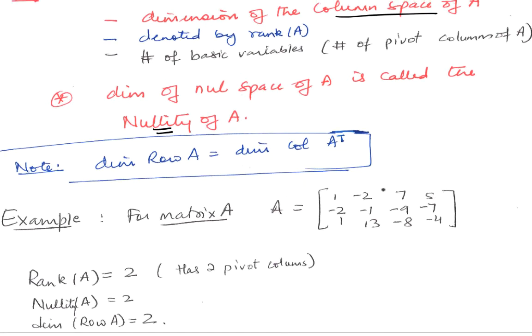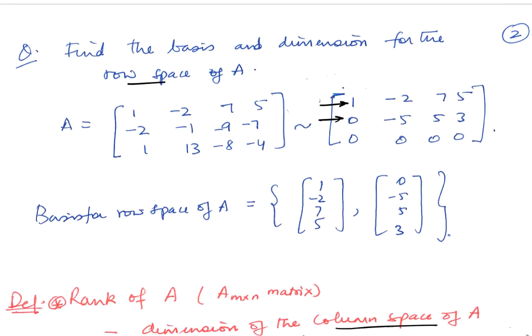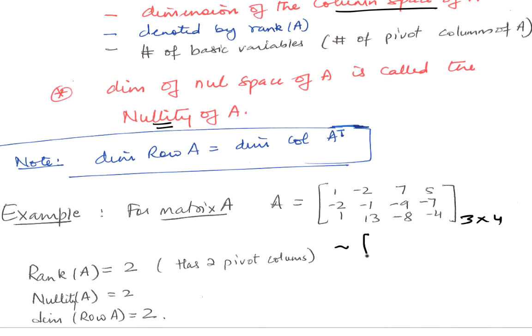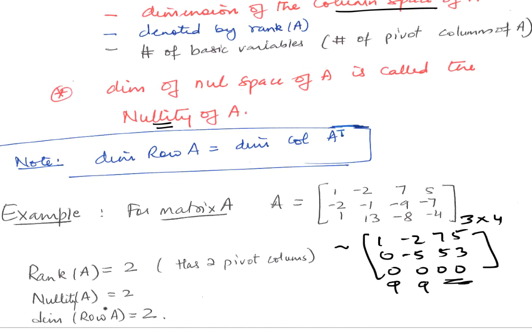Let's look at an example, guys. If we have the same matrix which was above, it's a 3 by 4 matrix. Now, when we apply the algorithm, we had the row equivalent form to be 1, -2, 7, 5, then 0, 0, -5, 5, 3, and then the last row was a bunch of zeros. Okay, now notice the rank of A is the number of pivot columns, and that's 2. The nullity of A is the number of free variables, which is 2. And the dimension of the row space is exactly the same as the number of non-zero rows of the echelon form of this matrix, which is 2.